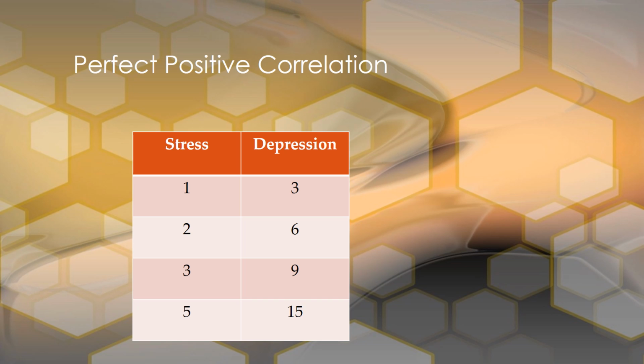But for each unit that stress goes up, depression goes up by 3 units. And that's consistent. So that means that R will equal 1. It's a perfect correlation and it's positive because they're going up for both variables. They're going the same direction.